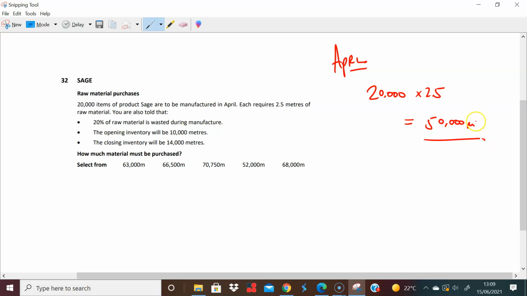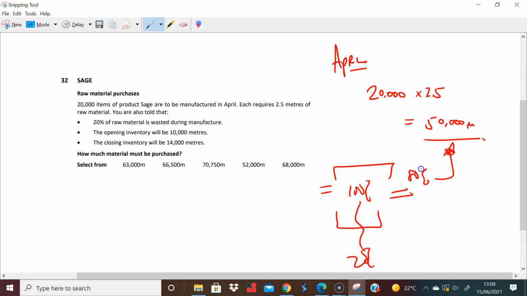Whatever happens, we know there's potential wastage. So it says here that 20% of raw materials will be wasted during manufacture. So we know, therefore, that a certain amount will go into this system, and 80% of it is going to come out good, right? So 100% is going to go in. We're going to waste 20%, and 80% is going to come out.